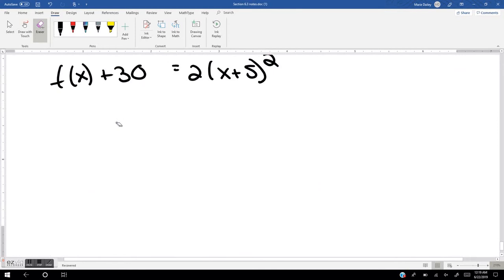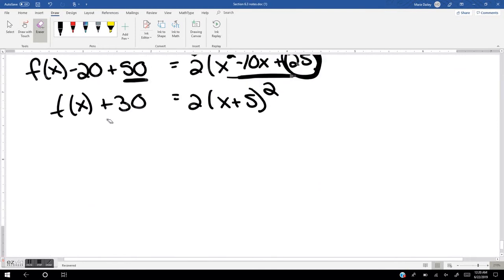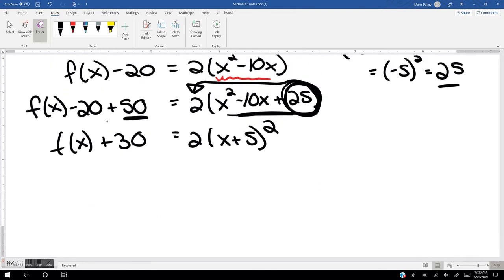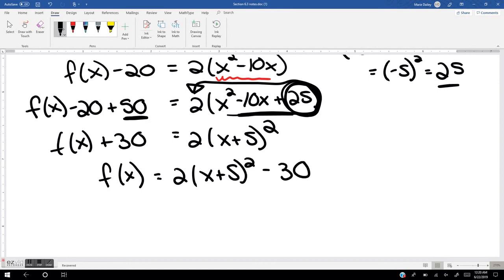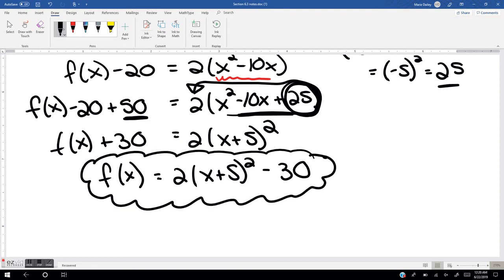Okay. So subtracting the 30 from both sides, this gives me f of x equals 2 times x plus 5 squared minus 30. Again, we haven't solved for anything. We just rewrote this equation.